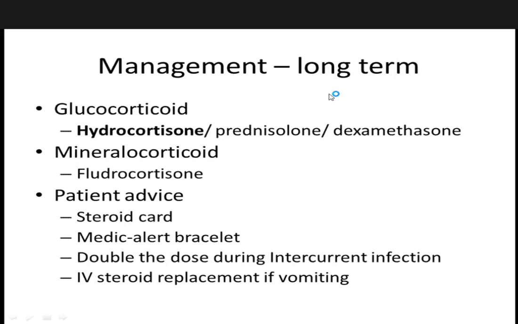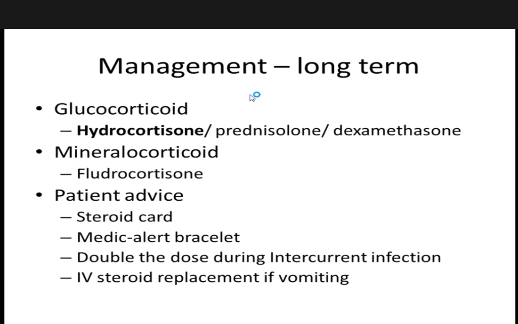So if it is not available, you can use prednisolone or dexamethasone. Right? Mineralocorticoid replacement is done using fludrocortisone. So you need to replace glucocorticoids and mineralocorticoids. And the most important thing is you have to advise these patients, right? These patients should always carry a steroid card saying the patient is on hydrocortisone or prednisolone or whatever it is due to adrenal failure, right?